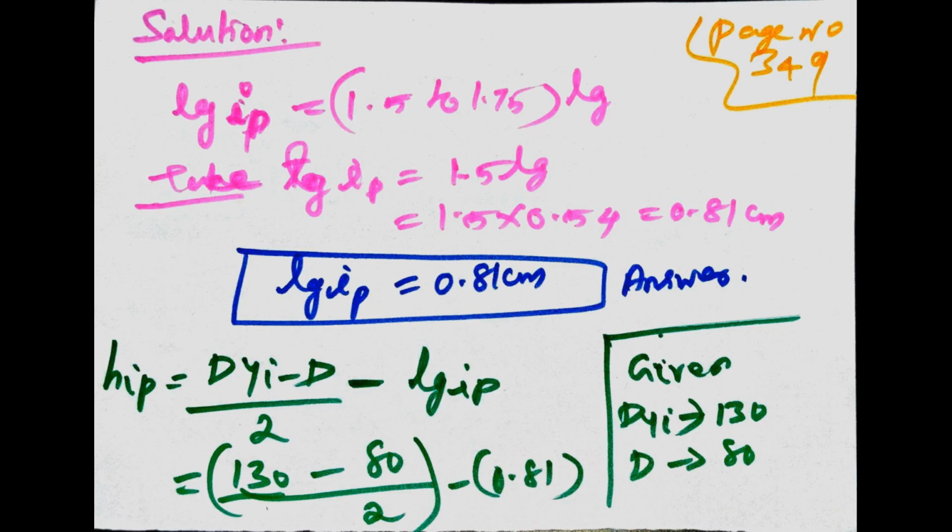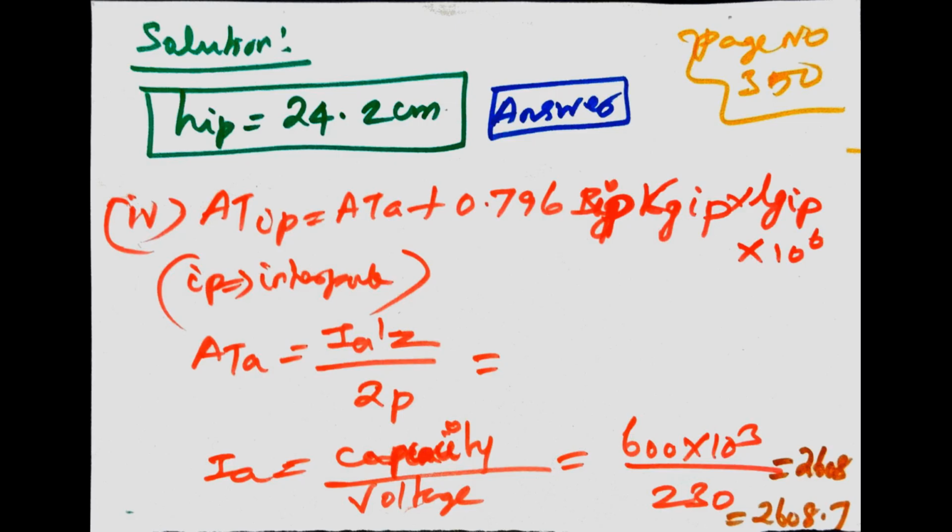Solution. LGIP is equal to 1.5 to 1.75 LG. Take LGIP is equal to 1.5 LG, 1.5 into 0.54 is equal to 0.81 cm. LGIP value is 0.81 cm. That is the answer. HIP, that is height of interpole, is equal to DYI minus D divided by 2, minus LGIP. DYI is equal to 130, D is equal to 80. Putting the required values, we find HIP is 24.2 cm.